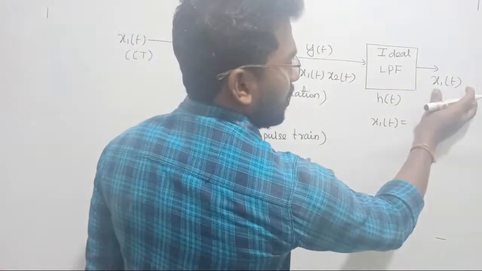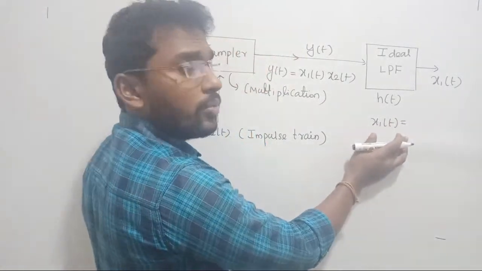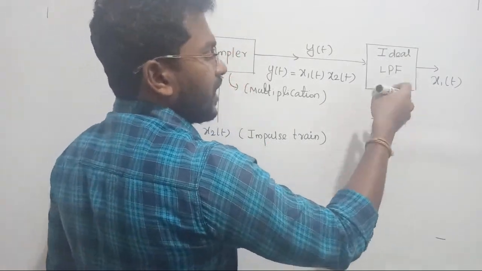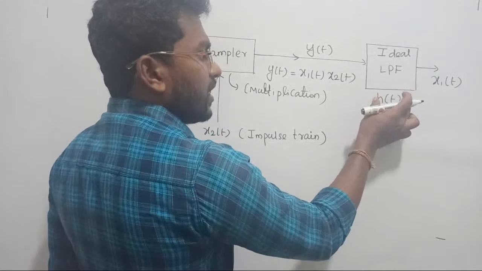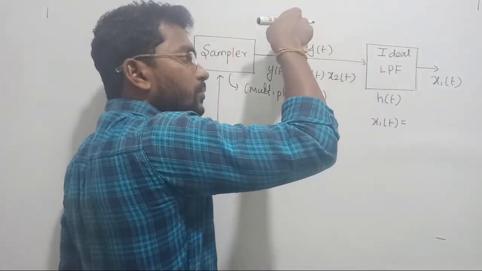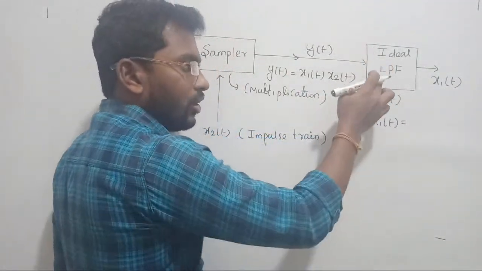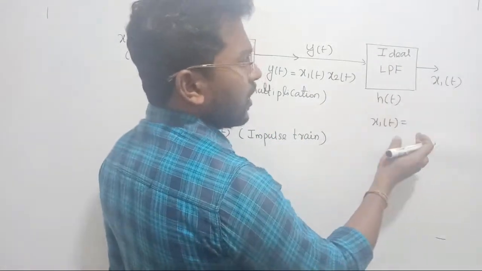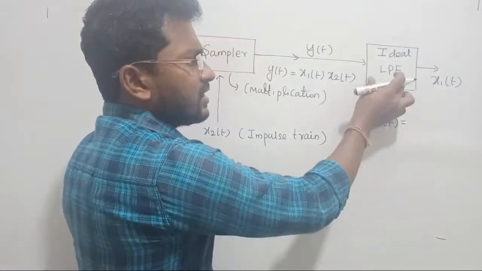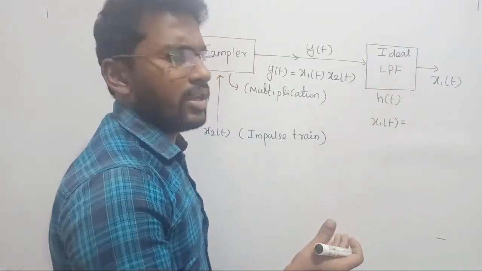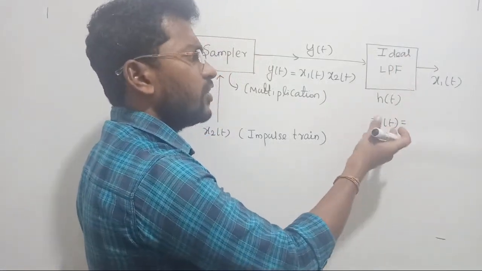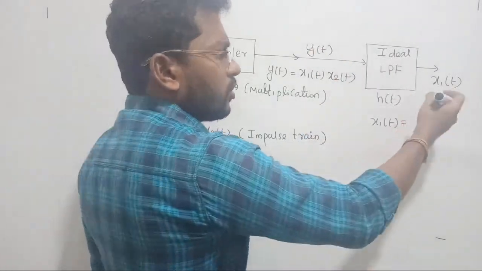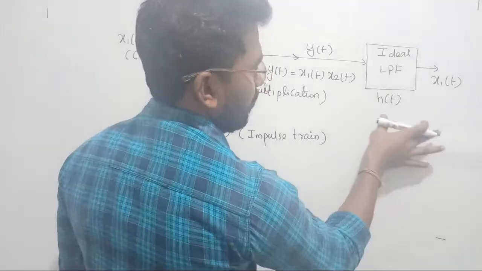Now what we are getting at the output side, x1 of t, is going to be the original signal. We are recovering it in the sense that y of t is being passed through the ideal low pass filter h of t, which takes the responsibility. In the frequency domain we can multiply them, since we are having an LTI system, a linear time invariant system. The signal is converted in the time domain, and in the frequency domain you can multiply them. Later I will write these things.